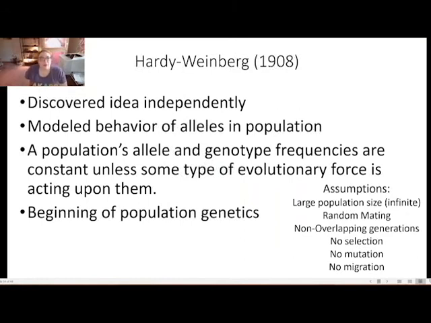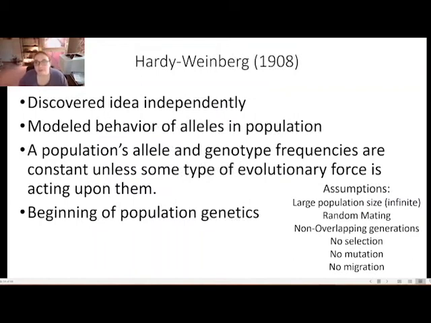So there are some mathematical equations that help you with determining the genetic diversity. And we have our Hardy-Weinberg equations, which were created by two people, Hardy and Weinberg, and they discovered the idea independently from one another, but it ended up being combined because they were so similar. They modeled the behavior of alleles in a population. They said that a population's allele and genotype frequencies are constant. They should not be changing unless there's some type of evolutionary force acting upon them.